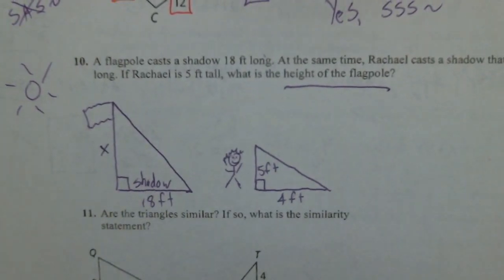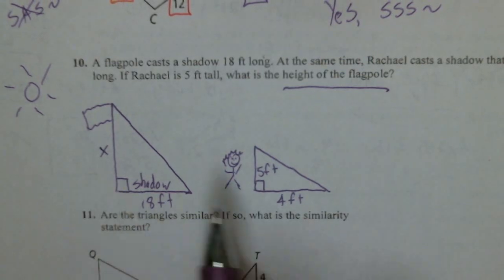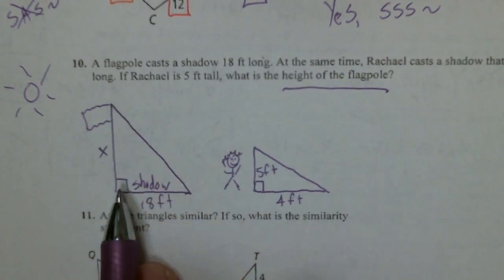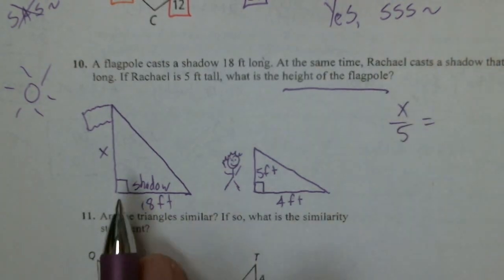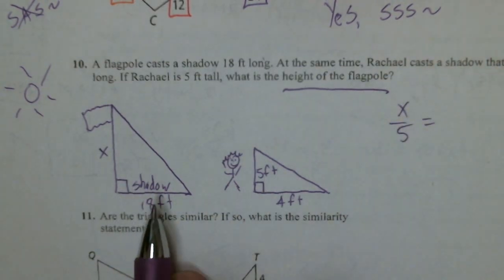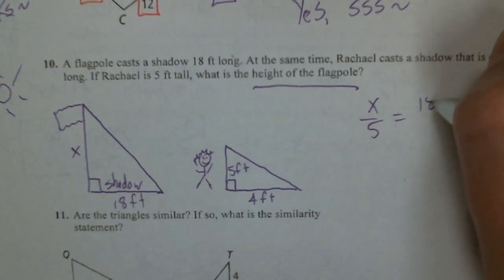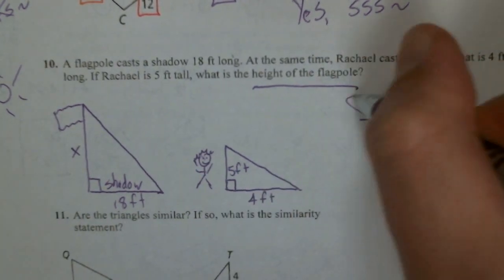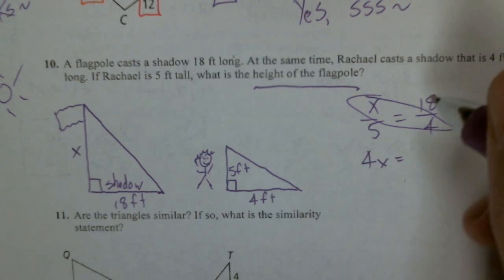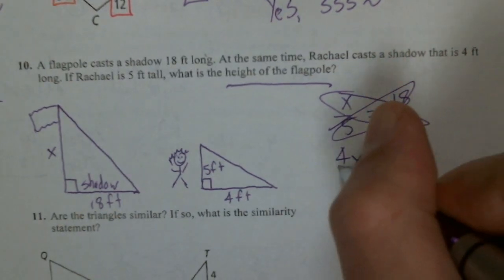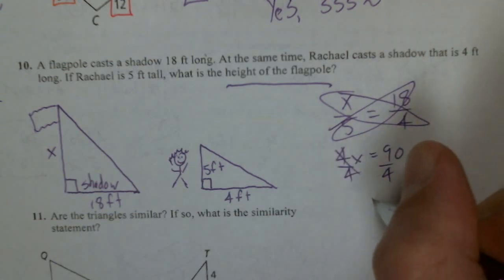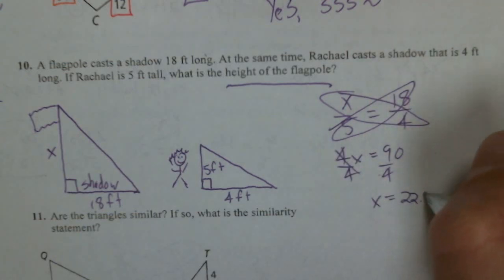Now once again, guys, there are lots of different ways you can set up this proportion. I like to be consistent and go left to right. So I'm going to go the height of the flagpole over Rachel's height, x over 5. If I go left to right, we've got to be consistent. That's got to be the same as 18 over 4. Cross multiply. 4x is equal to 5 times 18, which is 90. Divide both sides by 4. And I get x is equal to 22.5.